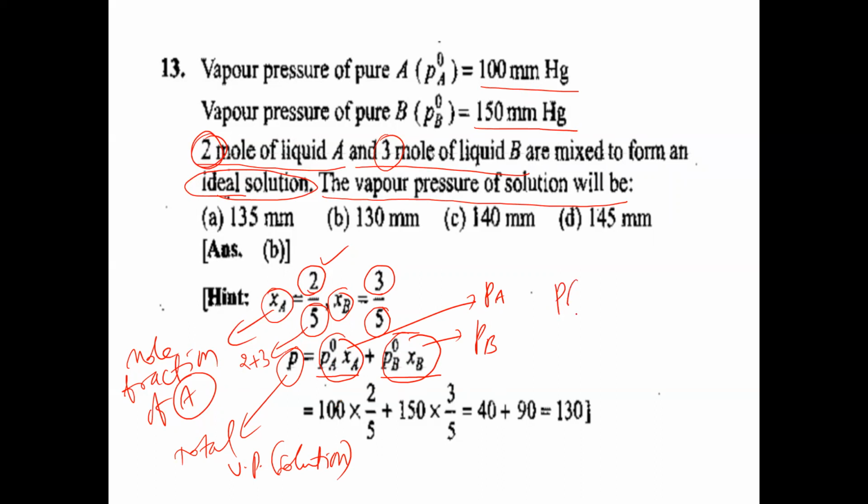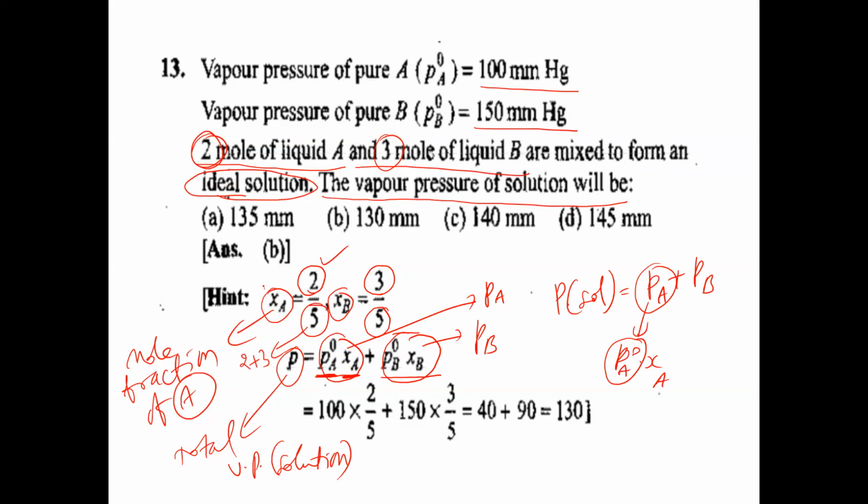So P of solution is equal to partial pressure of A plus partial pressure of B. That means vapor pressure of liquid A plus vapor pressure of liquid B is equal to P total. Now again, PA, the partial pressure or vapor pressure of A, is equal to PA naught into XA. PA naught is the vapor pressure of pure liquid A, into the mole fraction of A.